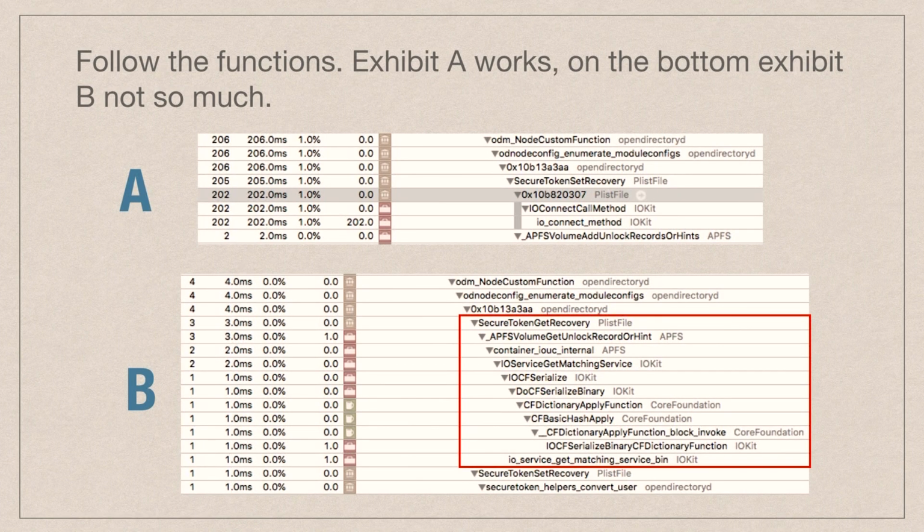So if we look at the APFS volume get unlock records, as it's searching through, it comes on down, the serialized binary and the basic hash apply is all part of generating the recovery key. So we come on down and it comes to, interestingly enough, a SecureToken set recovery, which in this case, all it's doing is throwing away your current recovery key and not telling you, and then it throws an error and says, sorry, wasn't able to complete the function. And then when you go to use your recovery key in the future, unfortunately, it's not going to work for you because it's completely gone.